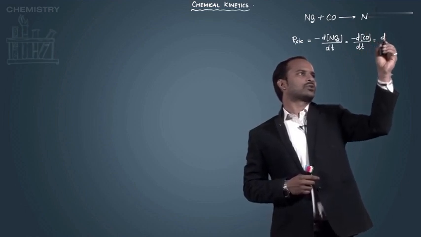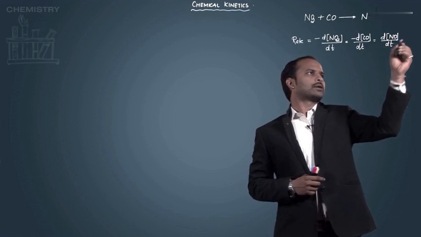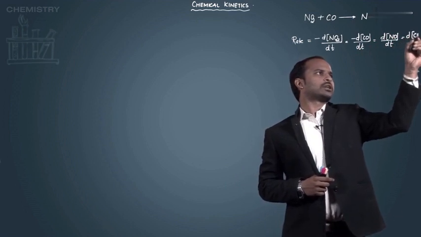NO is a product, so there is no need of using the minus sign now. So dNO by dt is equal to dCO2 by dt.